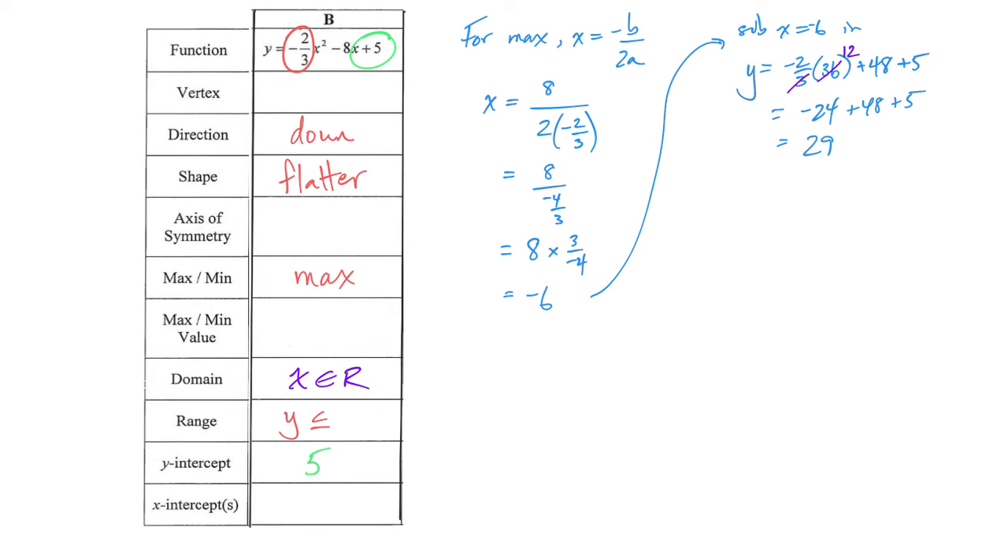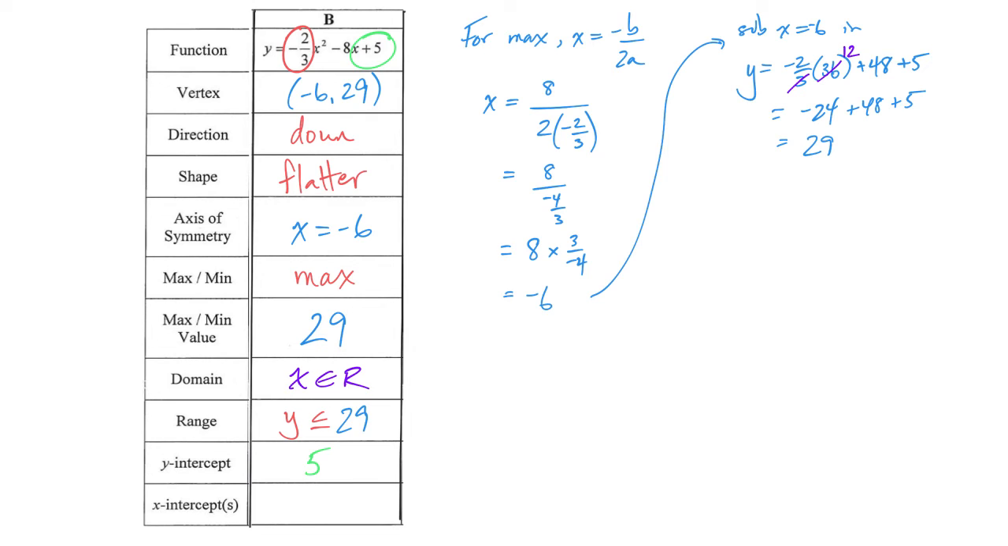So I'm going to go right back to my chart, because I know that my vertex is at negative 6, 29. We should get some confirmation as we go. Everyone has x equals negative 6 as my axis of symmetry. I now know that my maximum value is 29. Oh, sorry, I also know my range is less than or equal to 29. I've got to remember to fill that in.